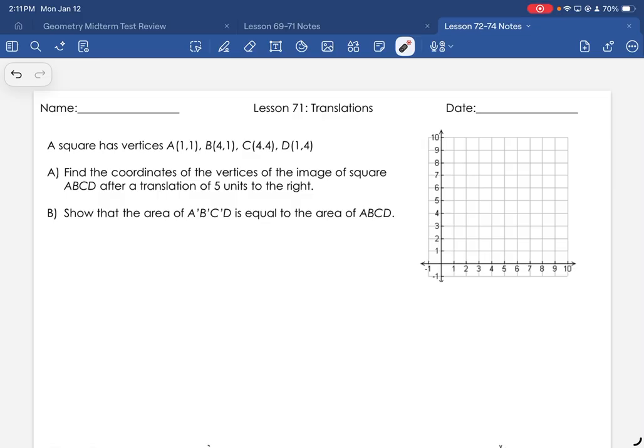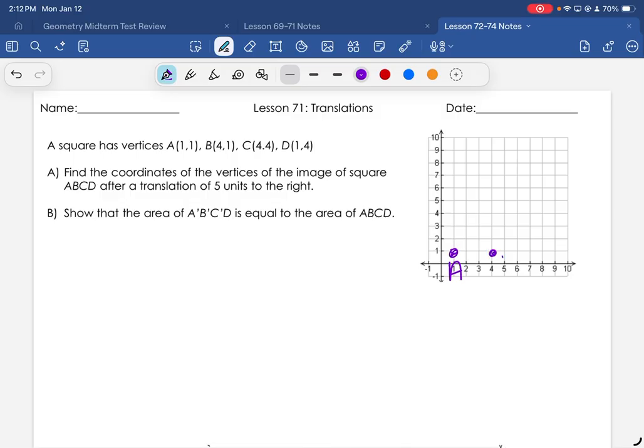This first example says a square has vertices A(1,1), B(4,1), C(4,4), and D(1,4). So step 1 is to plot these on our coordinate graph over here to the right. So let's do that first. Let's graph carefully. Okay, so at (1,1), we're going to plot a point there and we're going to label it A. At (4,1), we're going to plot it and label it B.